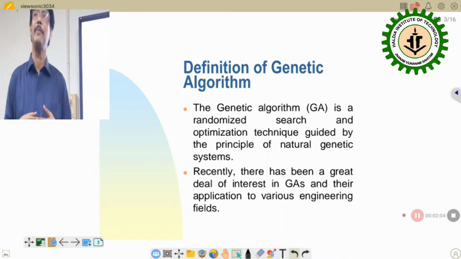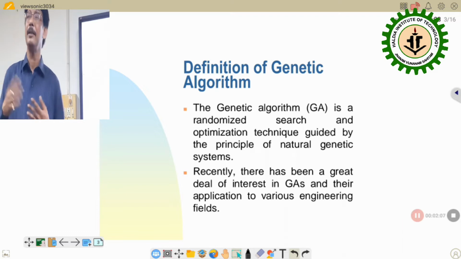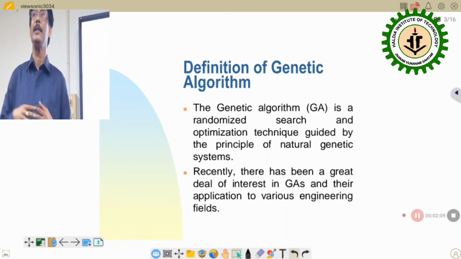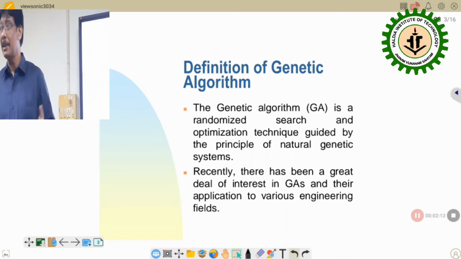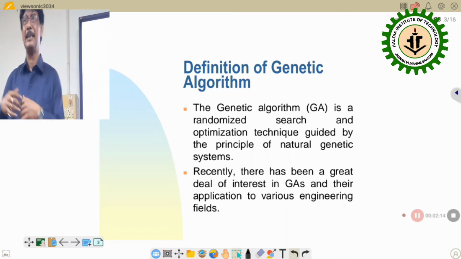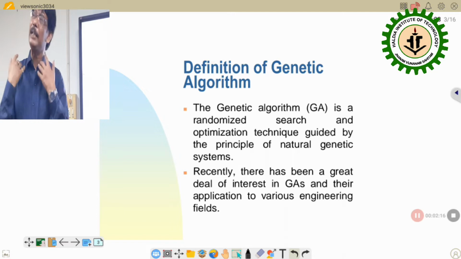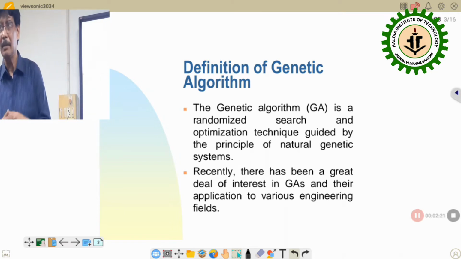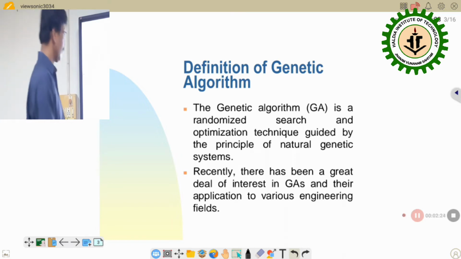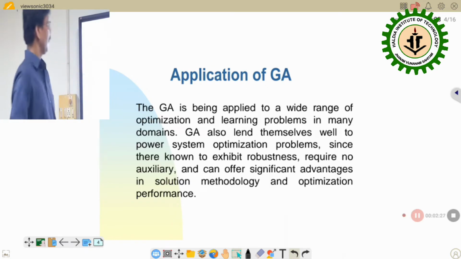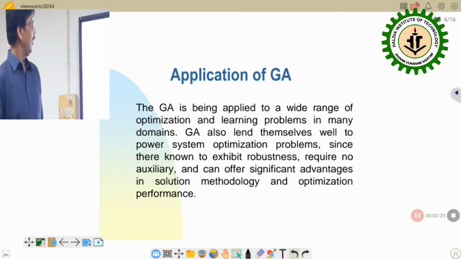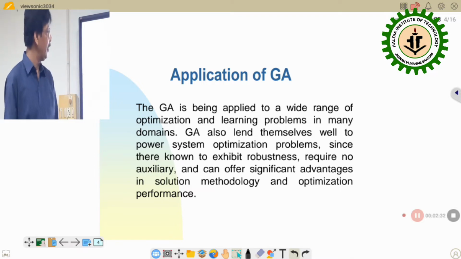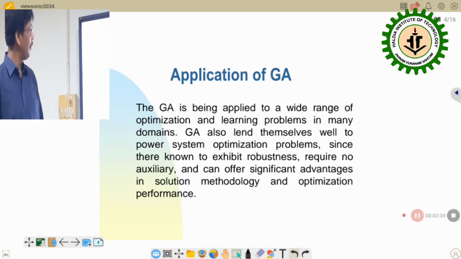For example, you can apply it in image processing, in wireless networks, in chemical processes, in Industry 4.0, in cyber physical systems. So there are many ways to apply the genetic algorithm to find optimal solutions in a real-time system. So here GA is being applied to a wide range of optimization and learning problems in many domains. Okay. GA also lends itself well to power system optimization problems.